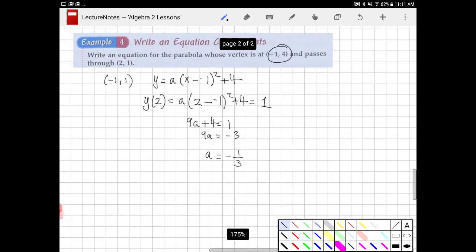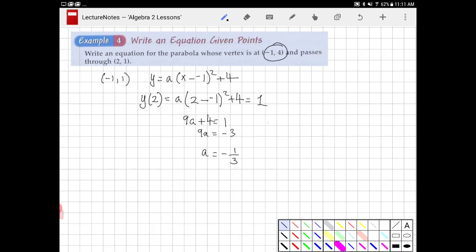So what is the equation for the parabola then? Well, it's y is equal to negative 1/3 times x plus 1, quantity squared, plus 4. That's the equation in vertex form.